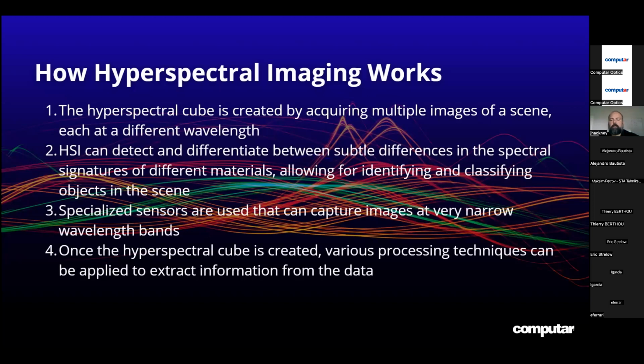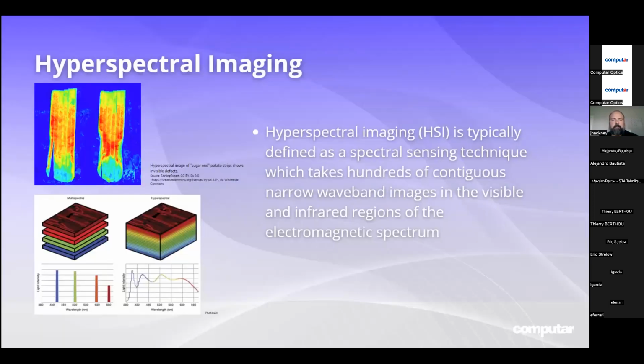So let's switch to hyperspectral imaging. Hyperspectral imaging, or HSI, is typically defined as a spectral sensing technique that takes hundreds of continuous narrow wave band images in the visible and infrared regions of the electromagnetic spectrum.